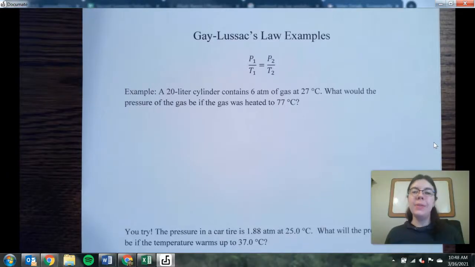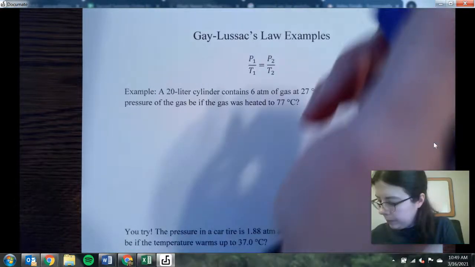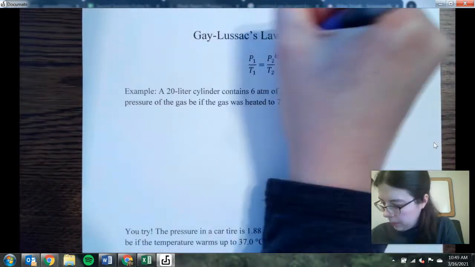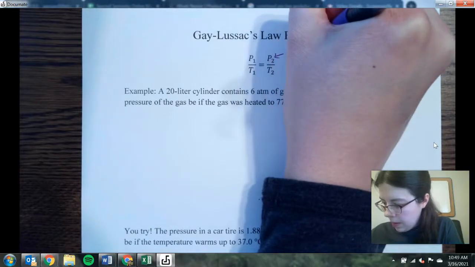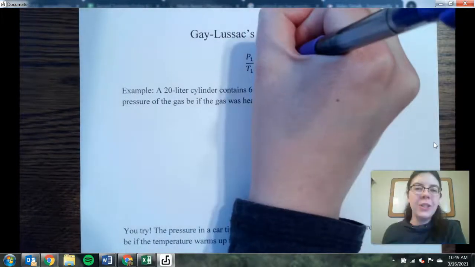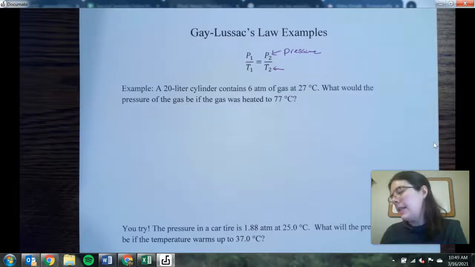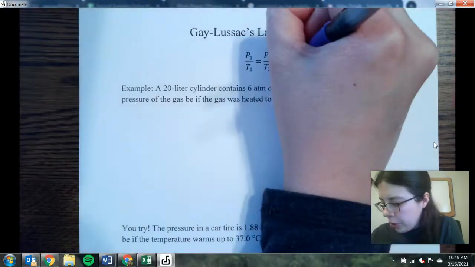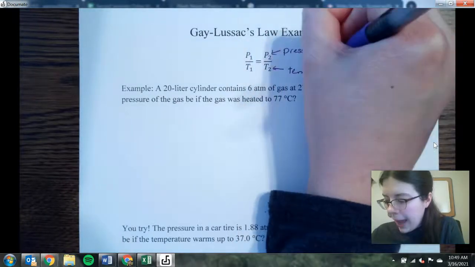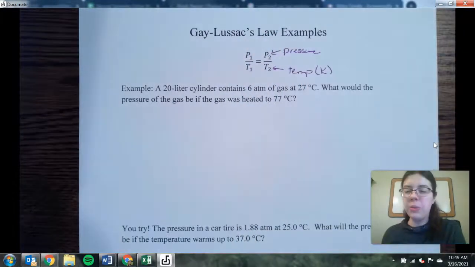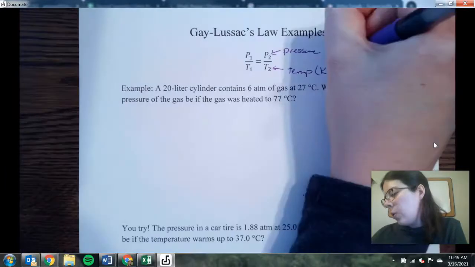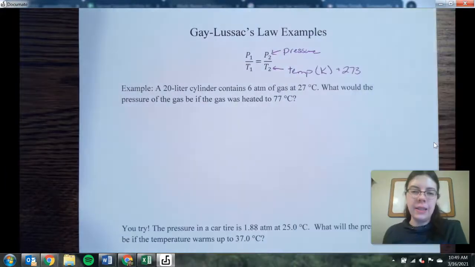Okay, so let's go ahead and try some examples of Gay-Lussac's law. So as we see, the equation for Gay-Lussac's law is P1 over T1 equals P2 over T2. Ones are the initial values, twos are the final values. P, remember, stands for our pressure. And that we can be pretty flexible with what units we use as long as it's the same unit on both sides. T2 is going to be our temperature. And a key thing here, remember, we have to have units of Kelvin. Okay, so we're going to need to convert by adding 273 if we're in degrees Celsius.